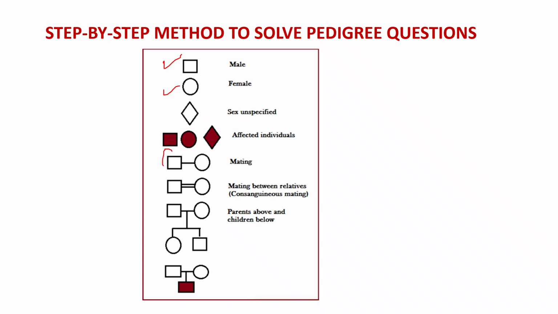Here, this diagram represents the male and the female. There is a mother and the father, the mates. That means the line represents the mating. Here, the double line represents mating between relatives. And this diagram represents father, mother, and the children. Children will be below, parents will be above. And the last diagram represents parents above, and these parents have an affected child.